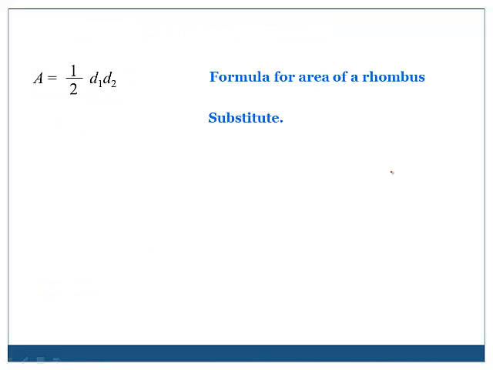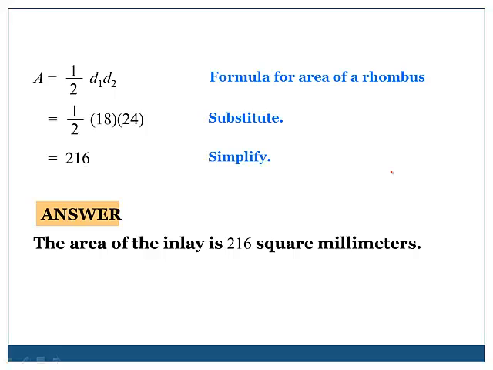So here's what we did. 1/2 times diagonal 1 times diagonal 2. We substitute it in, multiply it, simplify it, and we get 216. But again, do not forget your units. Your units in this case is square millimeters.